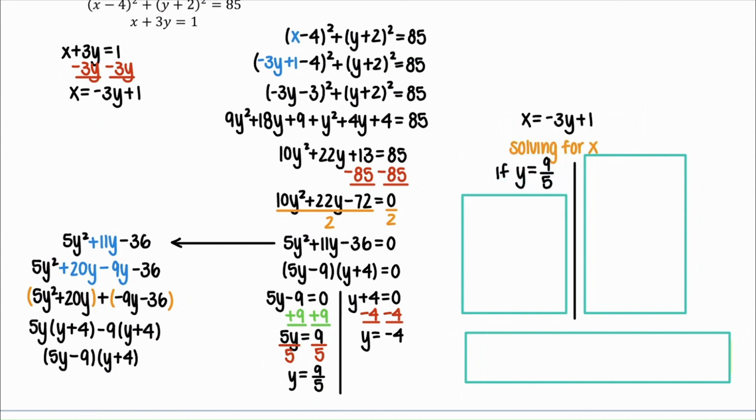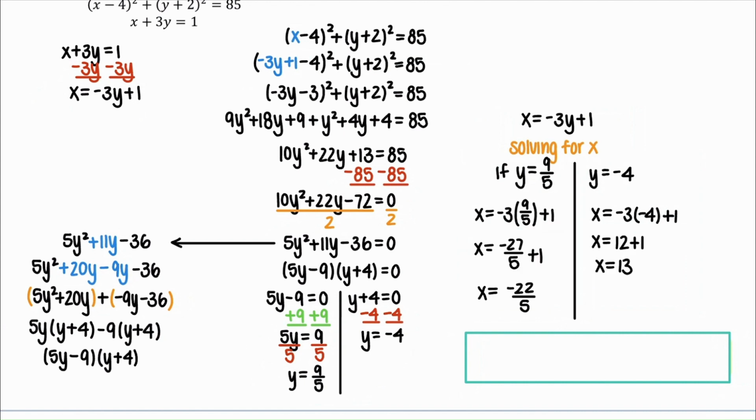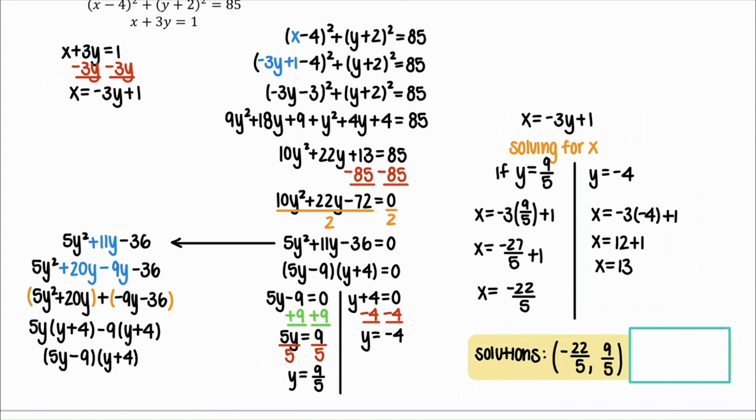So y is equal to 9 over 5 and y is equal to negative 4. Once we substitute both values into the equation, then we get negative 22 over 5 and 13 respectively. So in this sort of situation, we have to be very careful because we always have to remember that our solutions are in the form of x comma y. So x is negative 22 over 5 while y is 9 over 5. And then for the second one, x is 13 while y is negative 4.